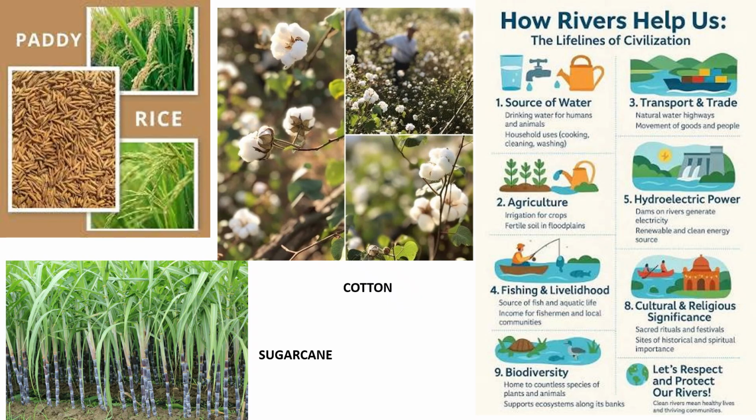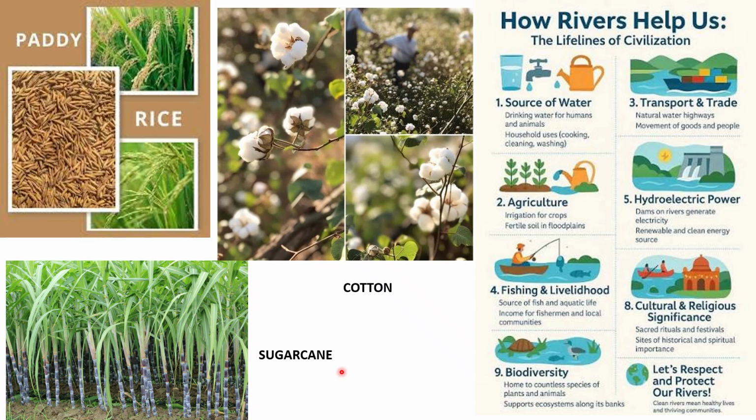And which are the plants that grow in Godavari? Rice or paddy grows near the Godavari region. And cotton, you know cotton, right? How we make cotton clothes. That cotton also grows on the Godavari riverside. And also sugarcane. These are three of the crops which grow near the Godavari riverside.